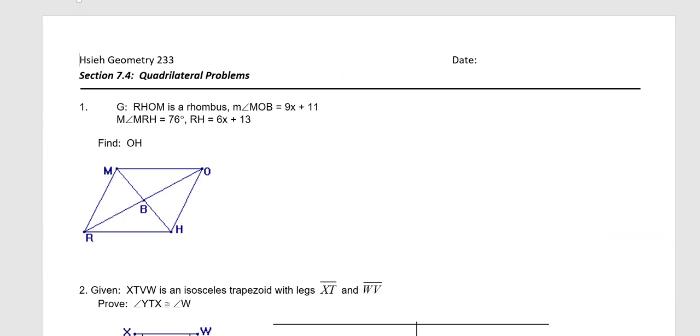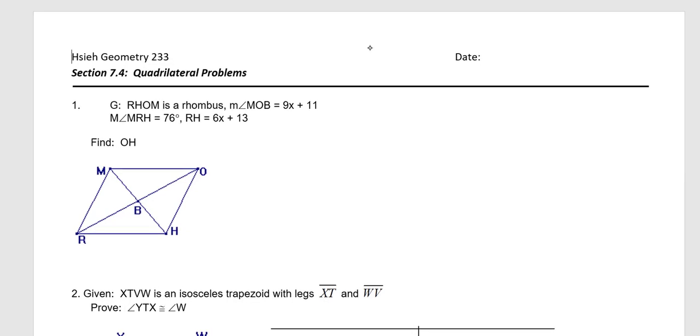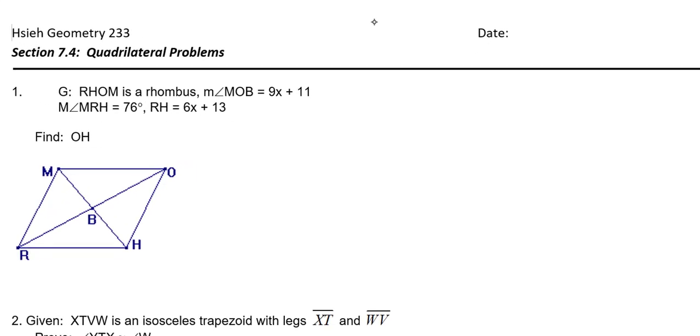Okay, so for the first problem here, we're looking at a rhombus, so we've got to think about the various properties of a rhombus. It says that angle MOB is 9x plus 11. So that's this angle right here. And MRH is 76. Now we know that for a rhombus, the opposite angles are congruent to each other. So we know that this is also 76. Okay, so opposite angles congruent.